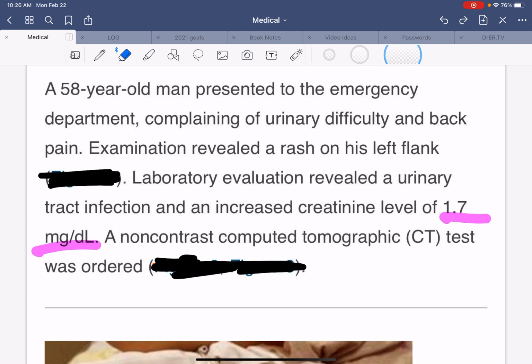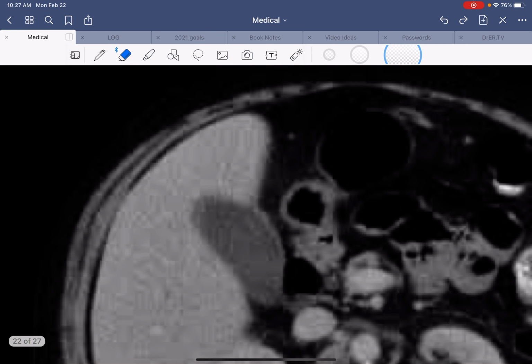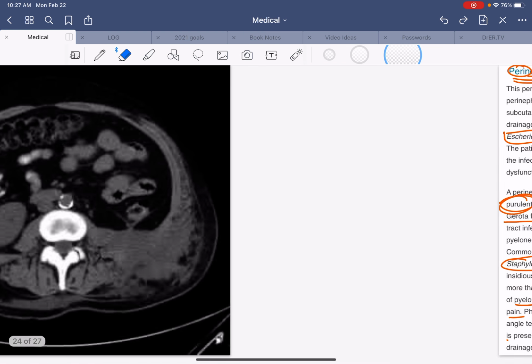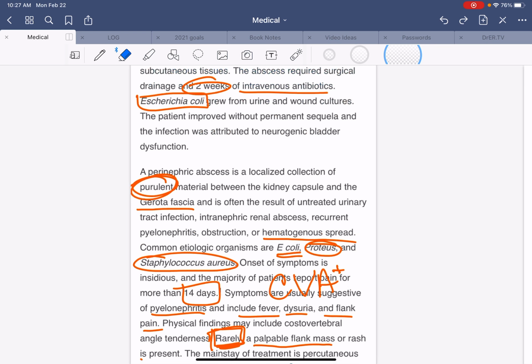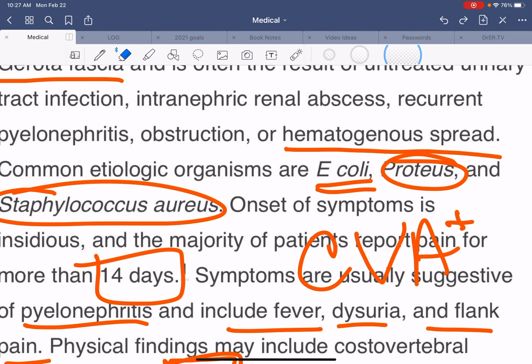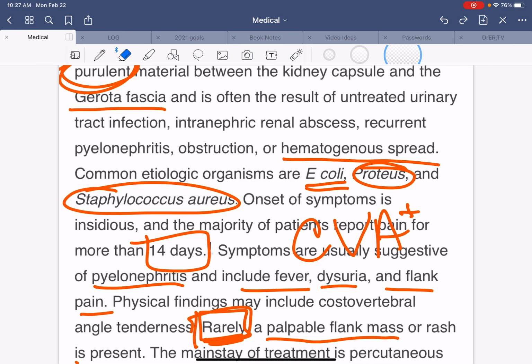So, hope you liked this case. Hope you learned something about UTIs, perinephric abscess and infections, Gerota's fascia as it invades through, and then the different organisms that can cause this kind of infection. We talked about E. coli, Proteus, and Staph aureus. And this is indeed a medical emergency that requires admission and aggressive IV antibiotics, fluids, and all those good things.